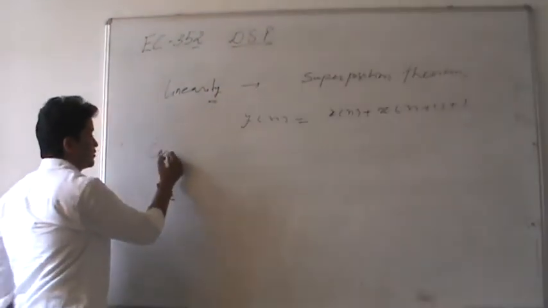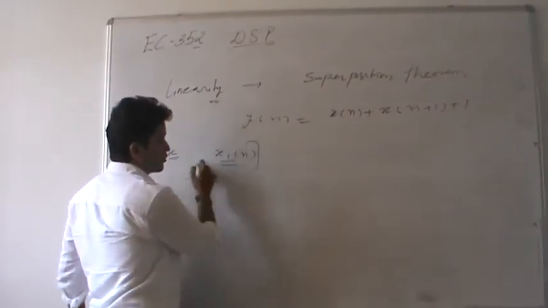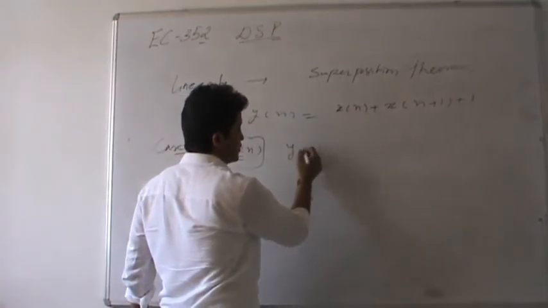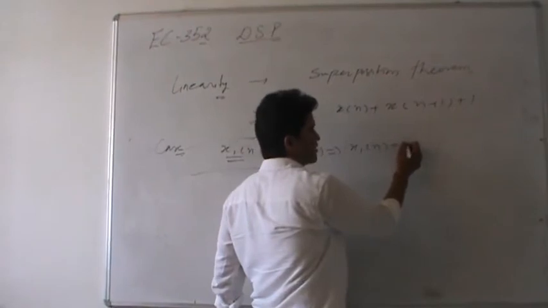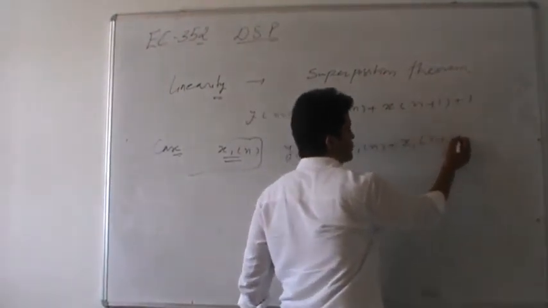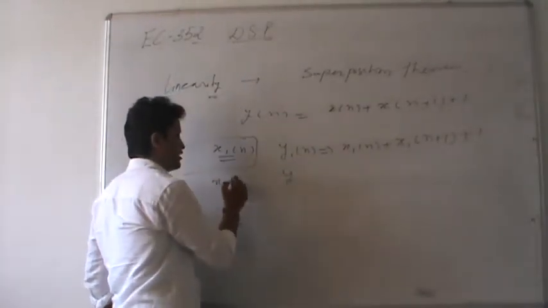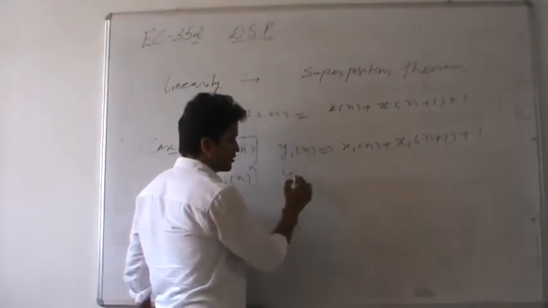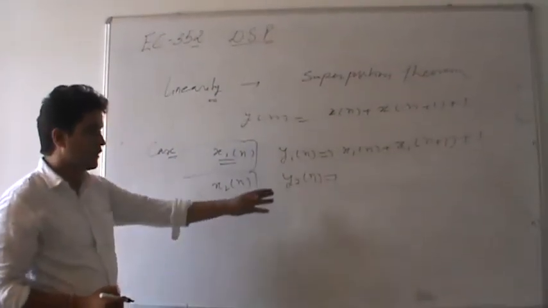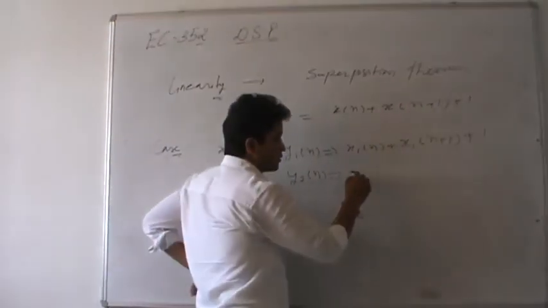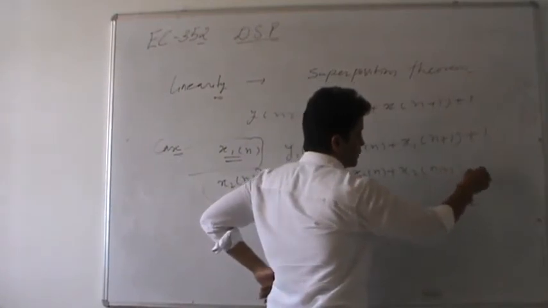In case 1, I am applying the first input. Suppose I have two inputs. So this equation will become y1[n] equal to x1[n] plus x1[n+1] plus 1. Wherever x is written, I am just writing x1, which means I am applying the first input. In case 2, I have another input, which is x2[n]. So y2[n] is equal to x2[n] plus x2[n+1] plus 1.